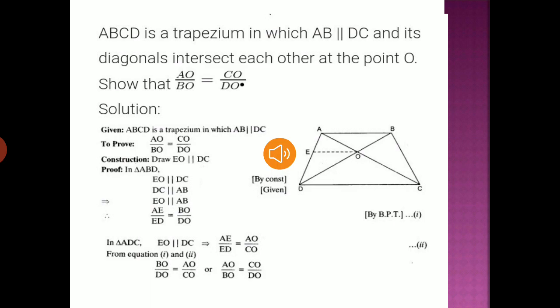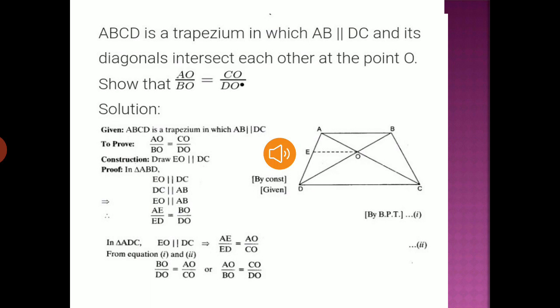Similarly, apply BPT for triangle ADC. In this, EO is parallel to DC. Now, the other two sides are in the same ratio. AE by ED is equal to AO by CO. Now, call it equation 2.